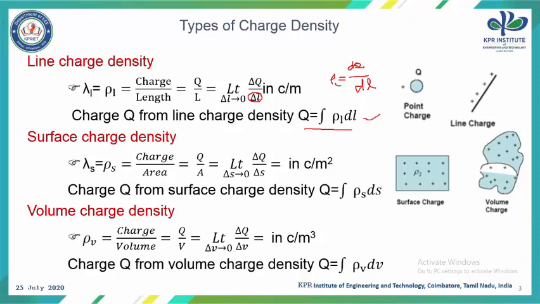Now, surface charge density. Surface charge density is lambda s, equal to rho s. Sometimes sigma s may also be used. Sigma s is equal to charge per area, which is equal to limit delta s tends to 0 of dq by ds. What is the unit? Coulomb per meter square. We want to find out the Q value. Q is equal to integral rho s into ds.